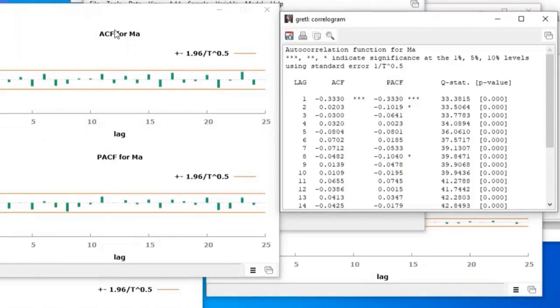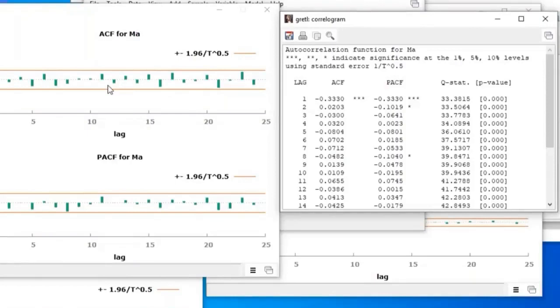Sir, by using all the combinations of AR and MA, we have to ensure that they all are non-significant. It is white noise. If the autocorrelation functions are all insignificant, that is, we do not reject the null hypothesis of zero autocorrelation, then we have white noise. Okay.